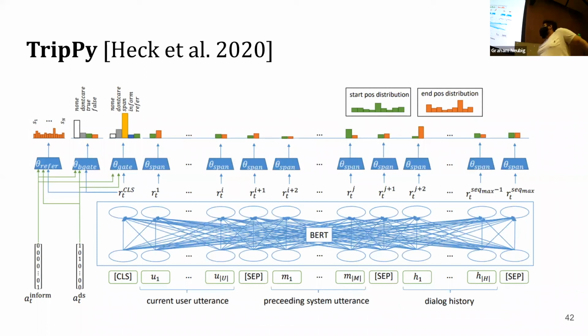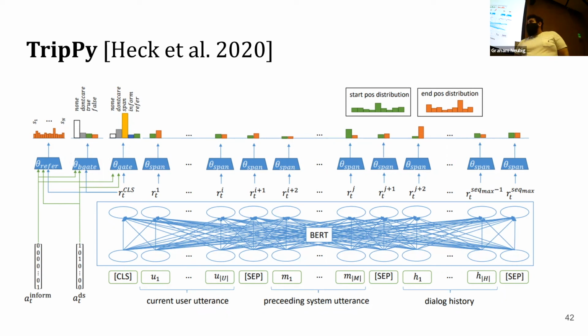Okay. So this is the Trippy model, and this is a model for state tracking. It's currently the state-of-the-art model for state tracking. And although I think this paper is not the state-of-the-art, all of the models since then have just been building on Trippy. If you're interested in state tracking, I would highly recommend you check out this paper.